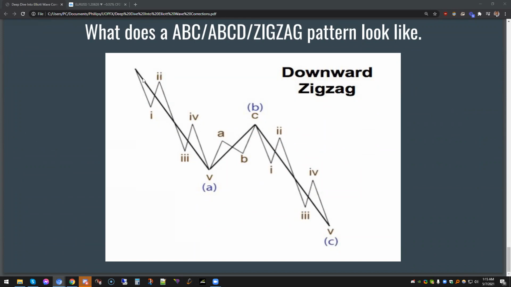For example, look at this here. I have a good example that I can show you. You have 1, 2, 3, 4, 5. Then you've got A, B, C. This is also a zigzag that we're looking at here. If you look at this small zigzag compared to the big one, it's the same thing.